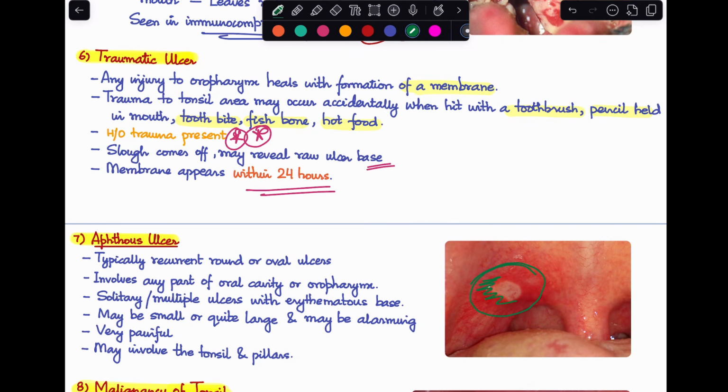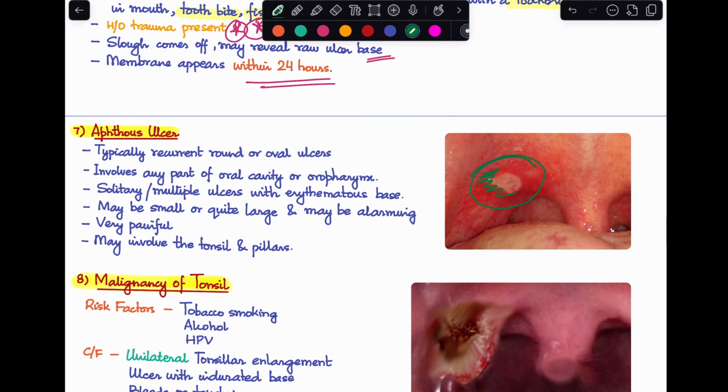It can be small, it can be large, it can be any size. And these ulcers are actually very, very painful. They can even involve, as you can see, the tonsil as well as the pillars. So that is about aphthous ulcer.